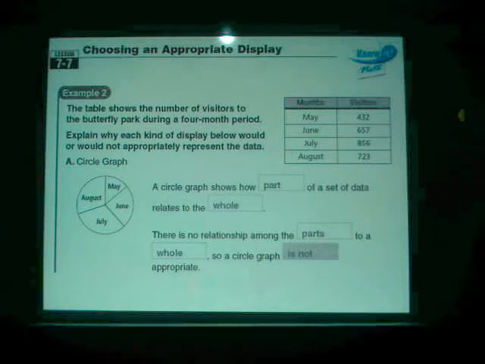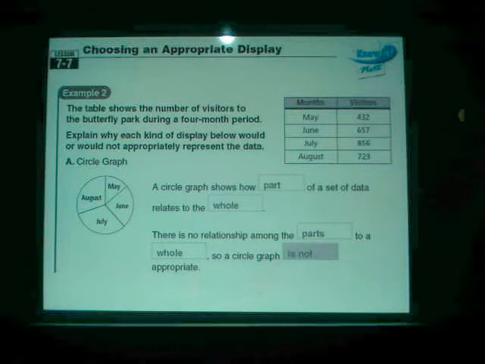Well, remember, as we talked about earlier, circle graphs usually come into play when something adds up to 100%, or they're talking about it being parts of a whole. And that's indeed what they preface there in the first sentence. A circle graph shows how part of a set of data relates to the whole. Well, nowhere do they present to us that that is all of the data. They just happen to pick those 4 months.